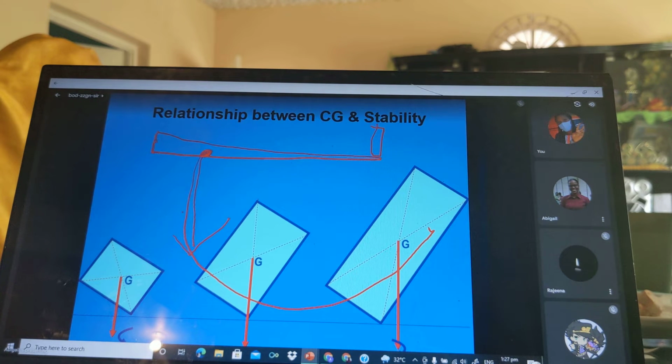What's going to happen? It would fall. It will fall over to one side. But why is it going to fall over to that side? That's what I want. I'm going to show you why.